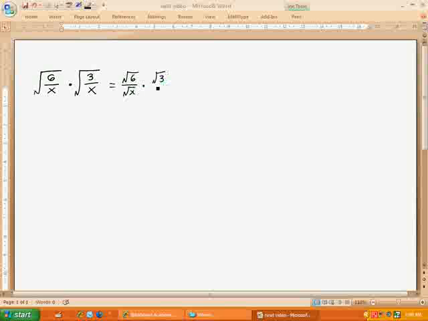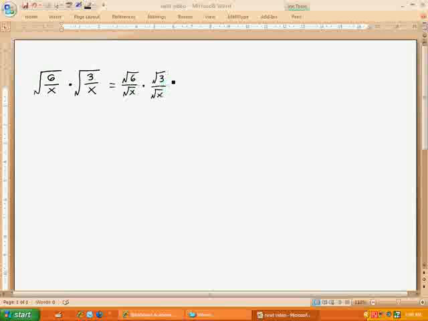So let's take a second to put everything we've learned so far together. Okay, so we've got a problem here where we've got the square root of 6 over x times the square root of 3 over x. Now we know right off that we can break this up into the square root of 6 over the square root of x times the square root of 3 over the square root of x.